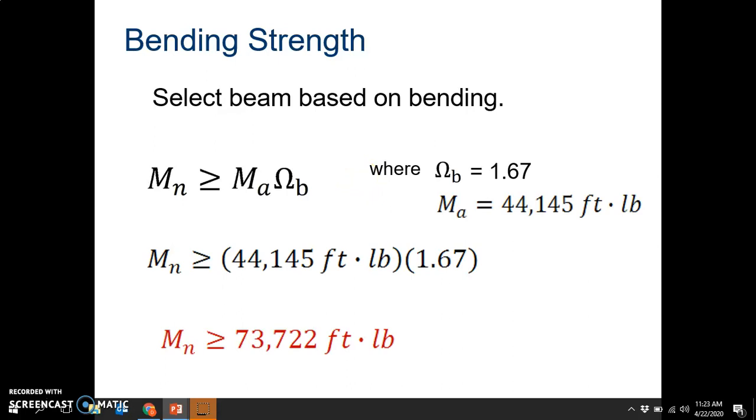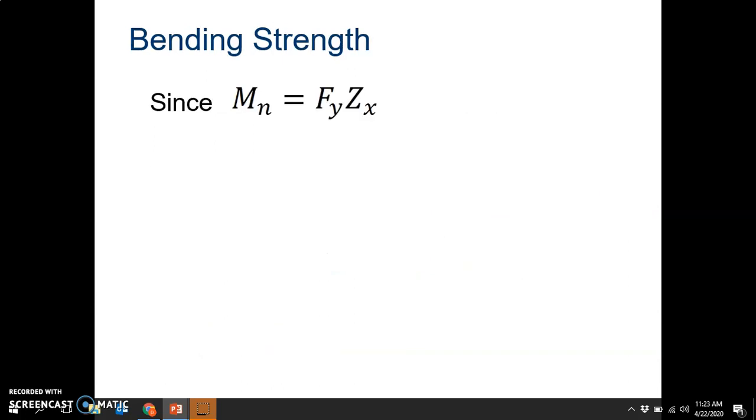73,722 foot-pounds. Now that we have that, we bring it into this equation right here, and this is the Mn we just calculated. Fy was given, and we need to figure out the plastic section modulus. So we want to get Zx, so we have to divide our Mn by Fy.